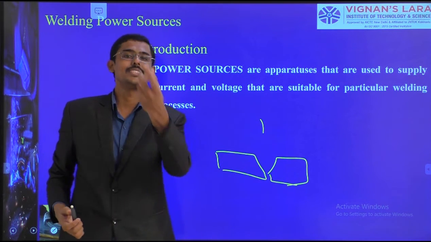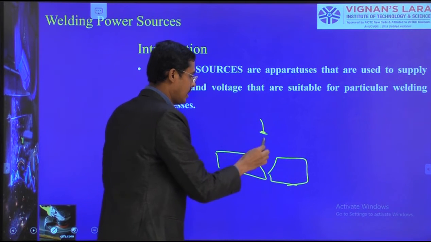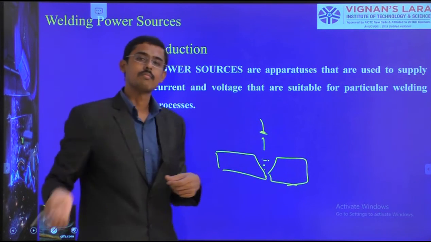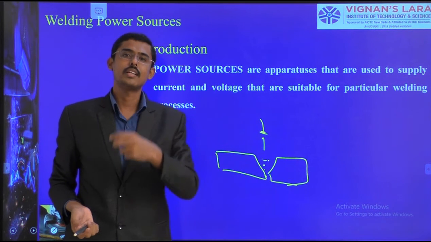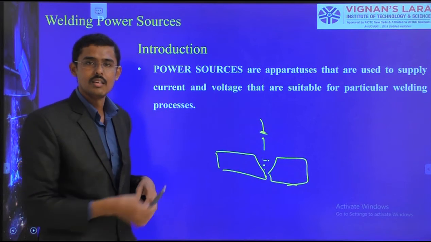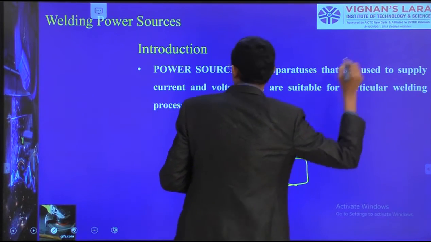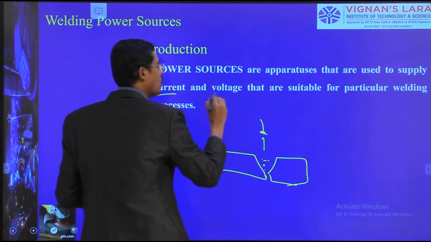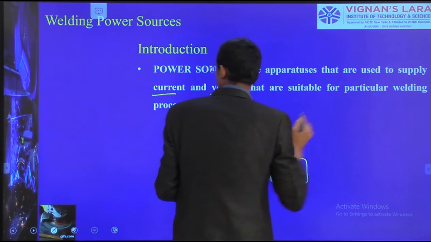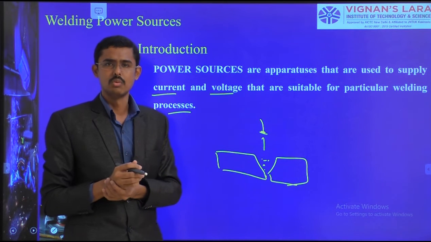But how is the heat generated? Heat makes melting and dropping and filling. But how is the heat generated here? We need a power source to create the heating. So power sources are apparatus that are used to supply a current and voltage that are suitable to particular welding processes. We should know what voltage and current are.